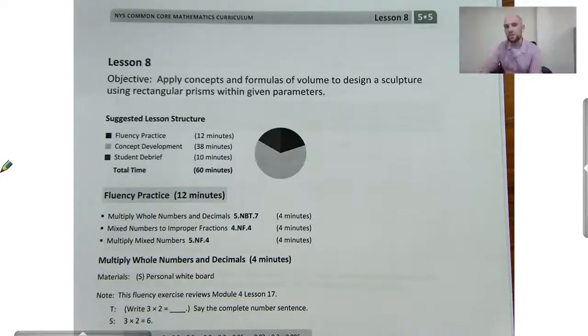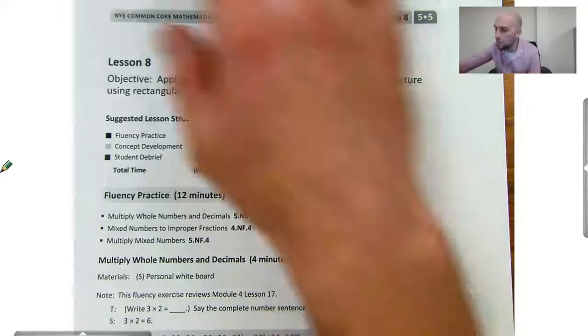Hello, everyone. It's Mr. Kissinger at the Citizenship Academy in Syracuse, New York, and this is 5th grade math, Module 5, Lesson 8. We're going to apply concepts and formulas of volume to design a sculpture using rectangular prisms with given parameters. So we're going to be applying those ideas about volume that we've been learning about.